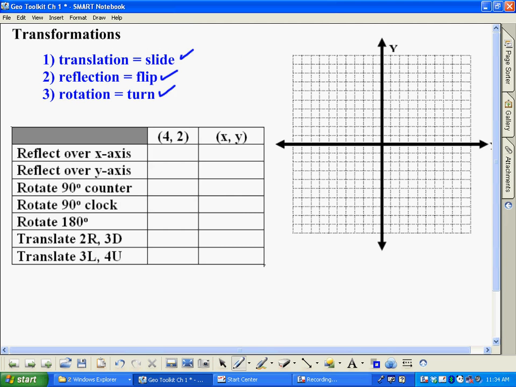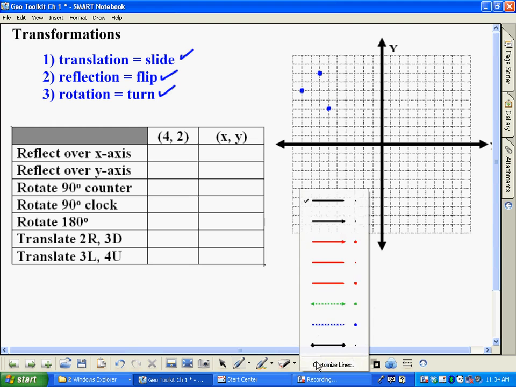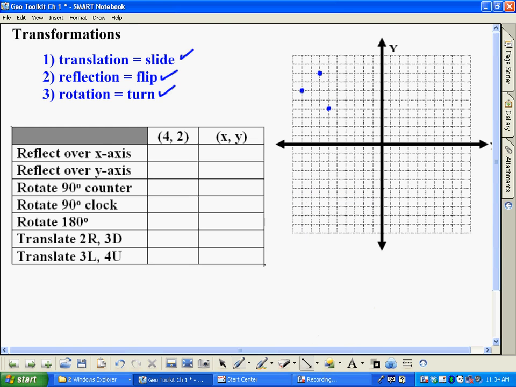And so typically what will happen is you might have a figure on here. For instance, maybe it's a triangle with these three points as your vertices, and I'm going to go ahead and connect them. You might be asked to rotate it or reflect it or translate it in some fashion. Rather than actually do that for a triangle, we're just going to do it for a point first.